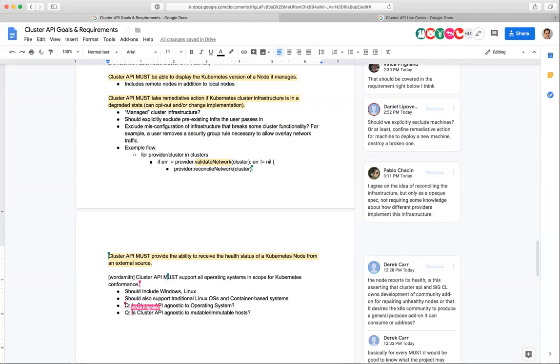So this came from the other document where it was worded as something like Cluster API must be able to deploy Windows nodes.